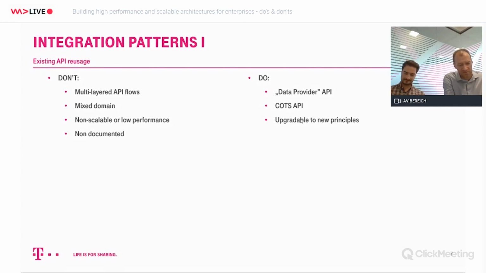So if you have something that is old, and in telco we have a lot of old technologies that are there because they work, and we have systems that are 10 or more years old, you have stuff that is not documented. So what to do in integration patterns? Try to use data provider APIs.